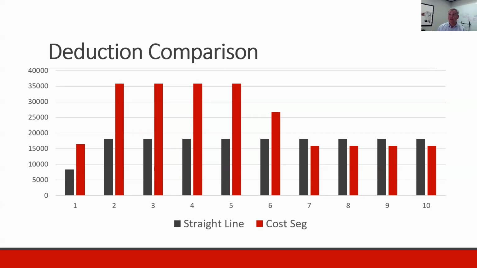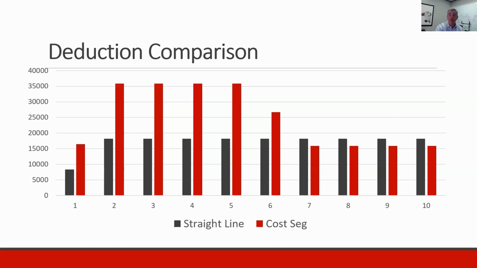You'll deduct $16,444 in year one. That's nearly twice as much as without cost segregation. And you'll deduct $35,879 in years 2 through 5. Again, that's nearly twice as much as without the cost segregation. And you'll deduct $26,712 in year 6, still significantly more.